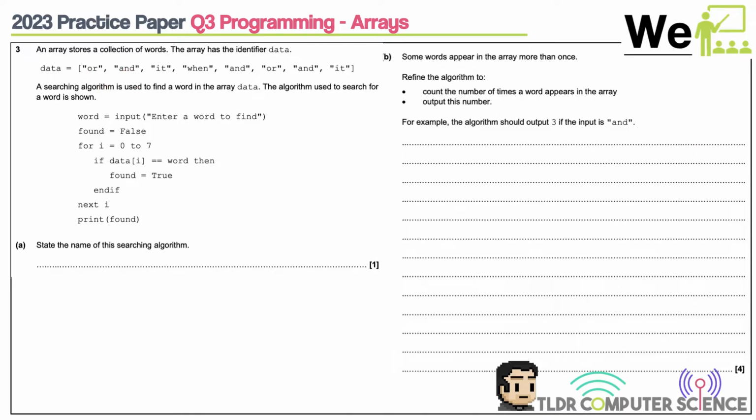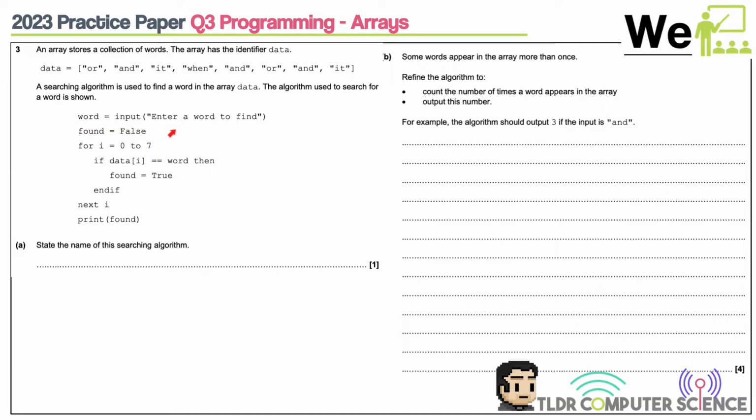String. These are all strings. A searching algorithm is used to find a word in the array data. So this is our little algorithm. The algorithm used to search for a word is shown. So you input a word, stored as a string. We have this, true or false. What kind of data type would that be? Boolean, absolutely. And then you have a for loop.